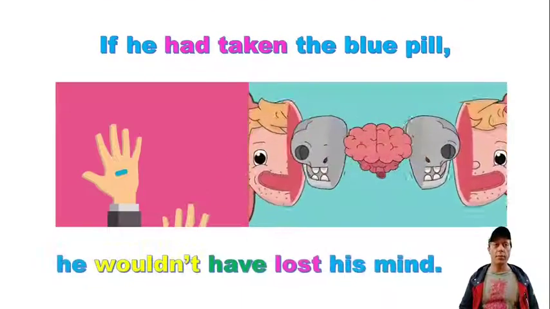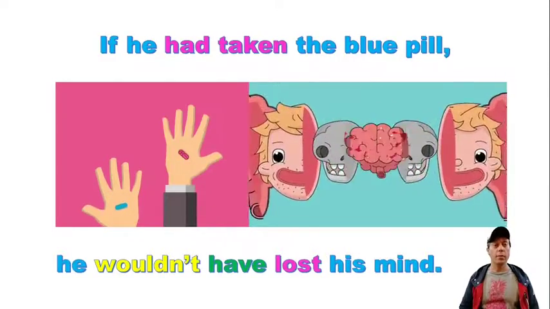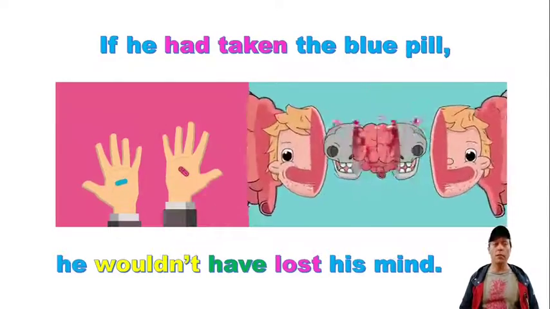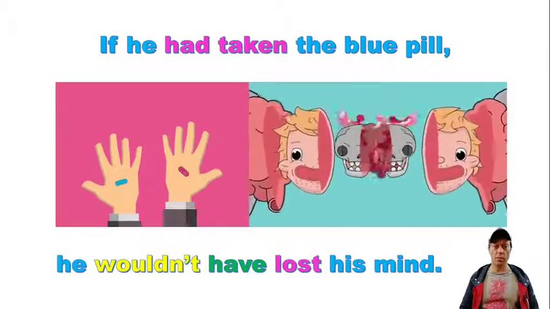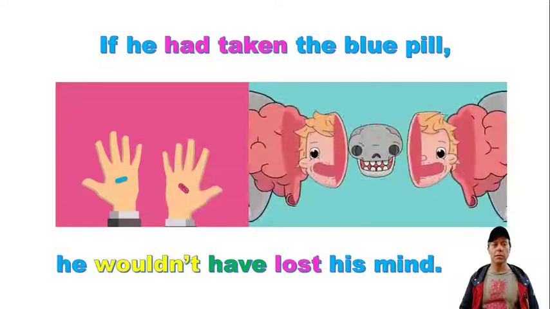If he had taken the blue pill, he would not have lost his mind. But in reality, he took the red pill and he did lose his mind. But unfortunately, he can't go back in time and change the situation. So there we've got the cause in the past perfect and the effect in the present perfect.